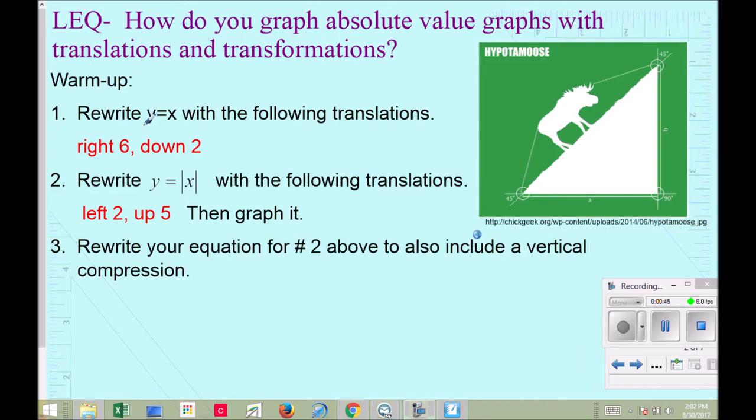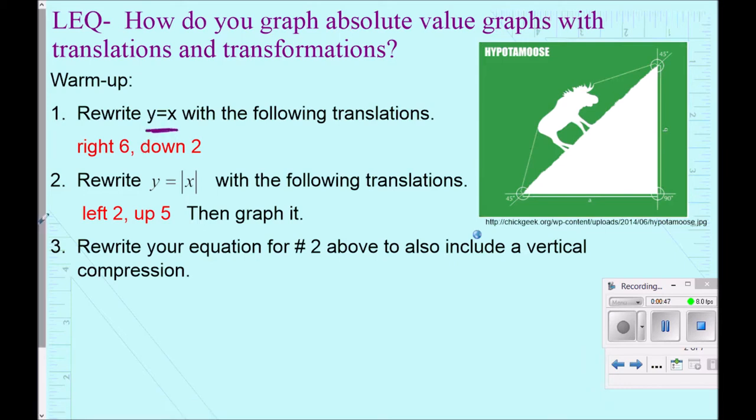We have this equation, which is a linear equation, y equals x, and I'm supposed to translate that right 6 and down 2. Well, we remember that we subtract 6 for right, and we subtract 2 for down, and that simplifies to y equals x minus 8. That is the translation of right 6 down 2 for y equals x.